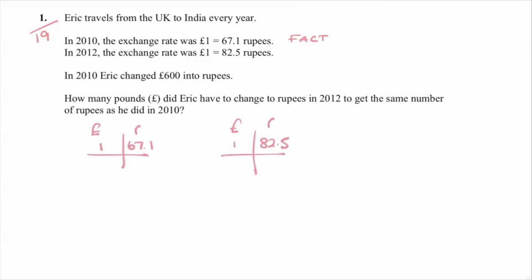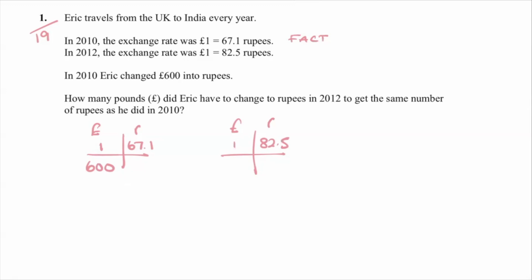Now, we're being told that in 2010, Eric changed £600 into rupees. So into my pounds column, I will be putting my 600, and I'm putting it into this grid because this is the information on the year 2010. And I could label that if I wanted to.